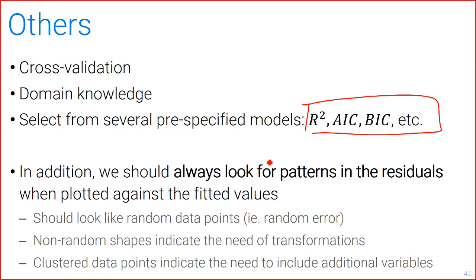If you see non-random shapes, that normally indicates the need for transformation. And if you see clustered data points, that normally indicates the need to include other variables that you're missing in the model, other variables that are responsible for that pattern in the residual. So something that we are missing. And really looking at the residual plots is going to be more informative than just looking at hundreds of tables with hundreds of numbers. This is my suggestion anyway.